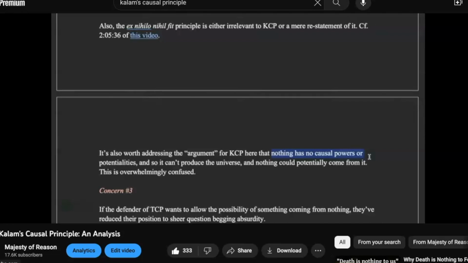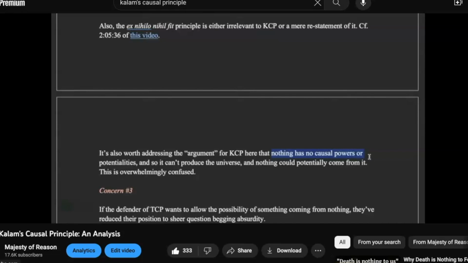But again, this is just committing that same mistake. It's reifying nothingness. It's committing the person who's denying the causal principle to saying that nothingness does have causal power, or nothingness somehow possesses potentialities. But denying the causal principle does not require that. Denying the causal principle only requires saying that something can begin to exist without being caused by anything. You're not saying that there is such a thing as nothingness, and it has the causal power or potentiality to bring about something.